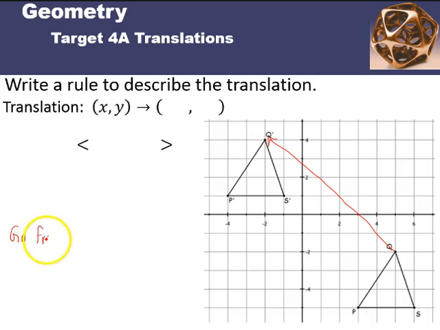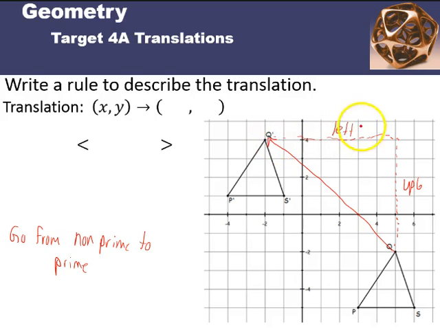Go from non-prime to prime. So I'm here to get to from Q to Q prime. I'm going to go up 1, 2, so let me draw it. I'll do dashed. So I need to go up 1, 2, 3, 4, 5, 6. So that's up 6. And then I need to go this way. And that looks like left 1, 2, 3, 4, 5, 6, 7. Left 7. So up 6 and left 7.